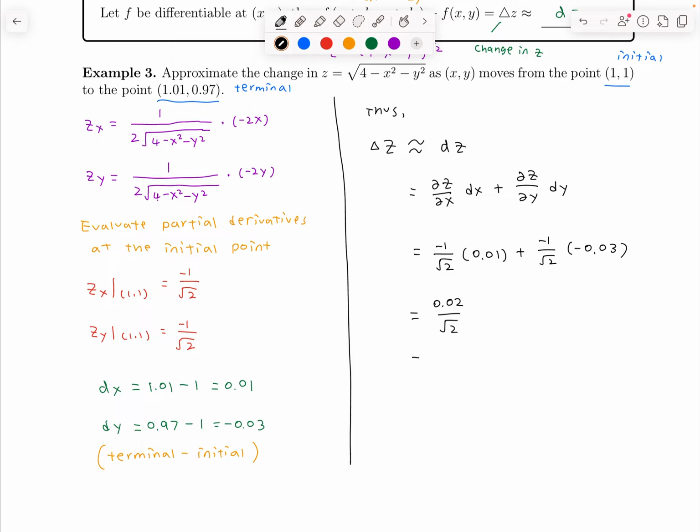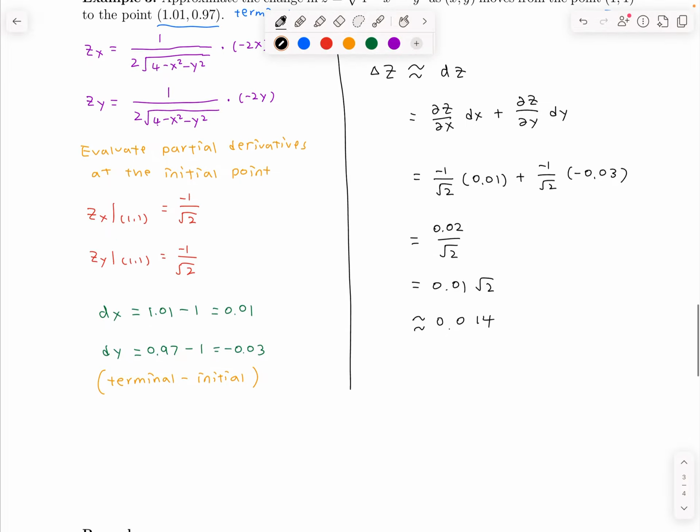So you can multiply both top and bottom by square root of 2, and you will have 0.01 times square root of 2. Okay, so this will be your answer. Now, by using the calculator, square root of 2 is about 1.4. So you should have a 0.014. Now the reason I calculate this, well, on the test, you don't have to calculate this, okay? So you can stop right here.